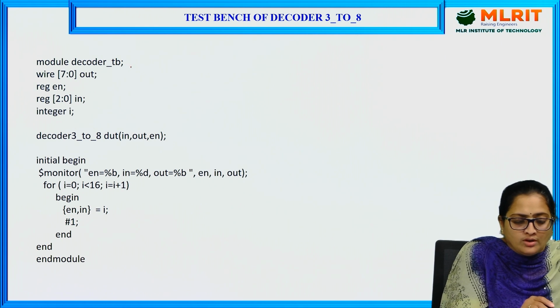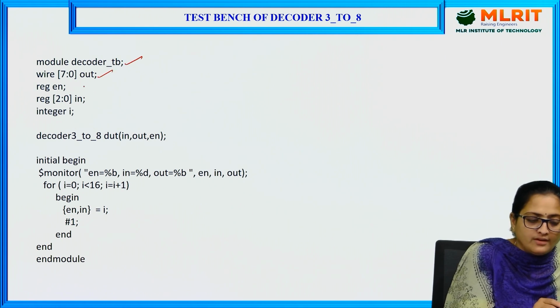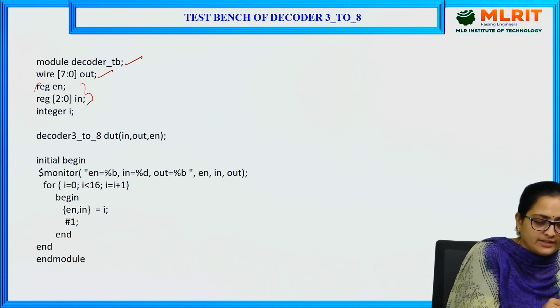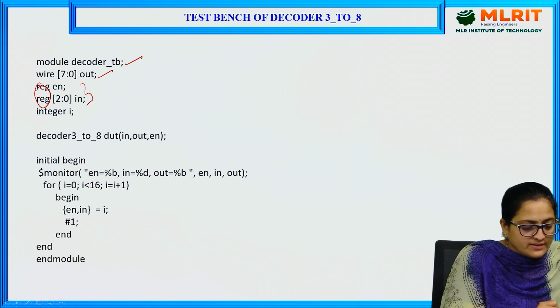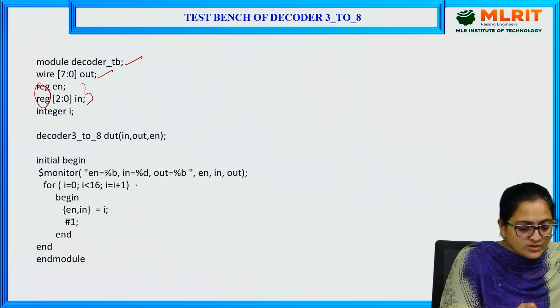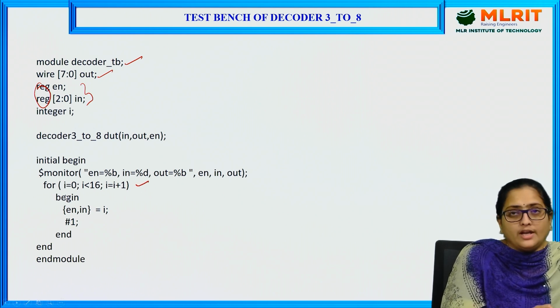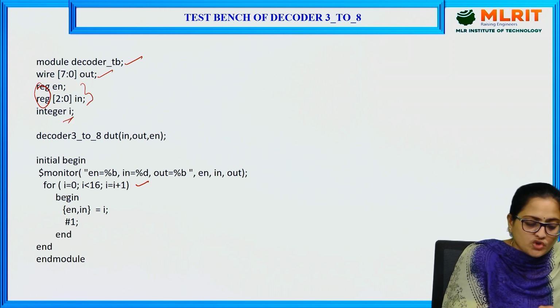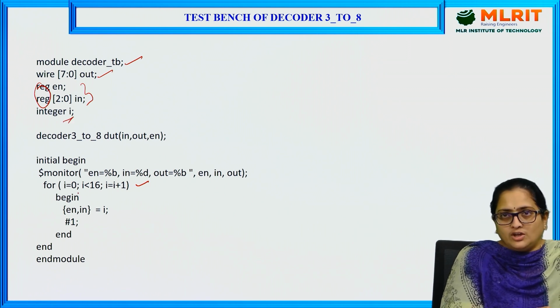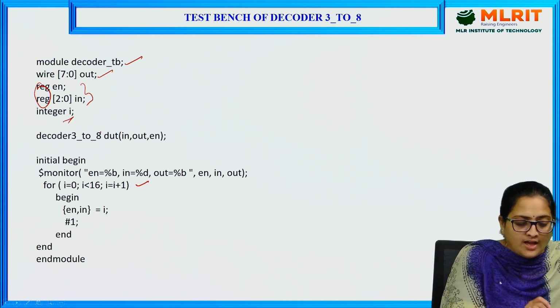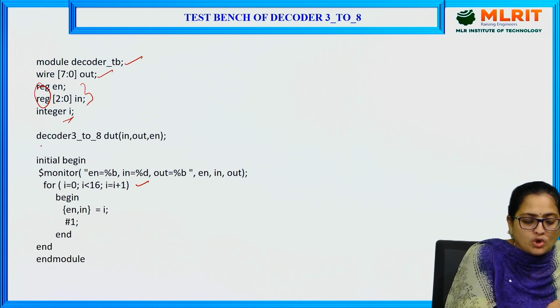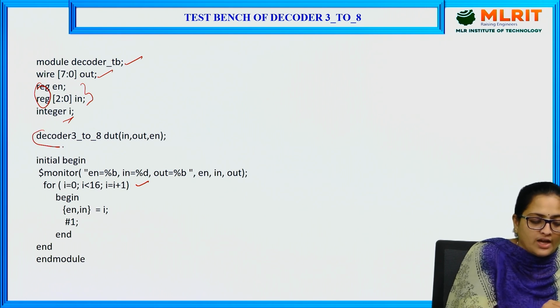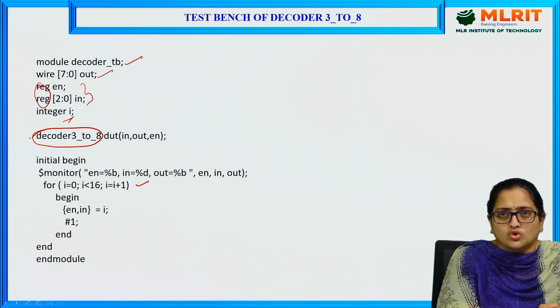So module, declare the outputs with wire and declare the inputs with reg. I'm writing the test bench code by using a for loop. So for that I need to use a variable i. I'm representing it as an integer because i is given integer values. So I'm taking the integer i, and you call the same decoder 3 to 8, the name which we have given to the module in the last slide.